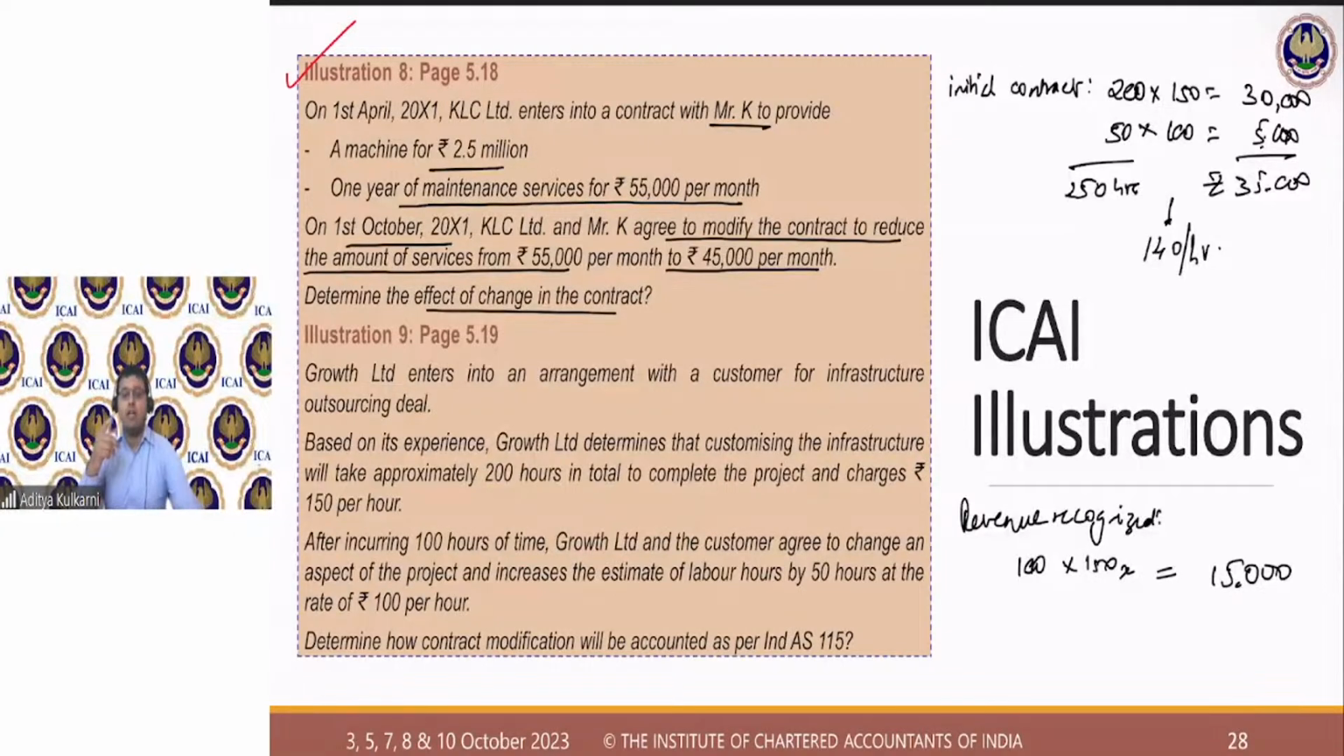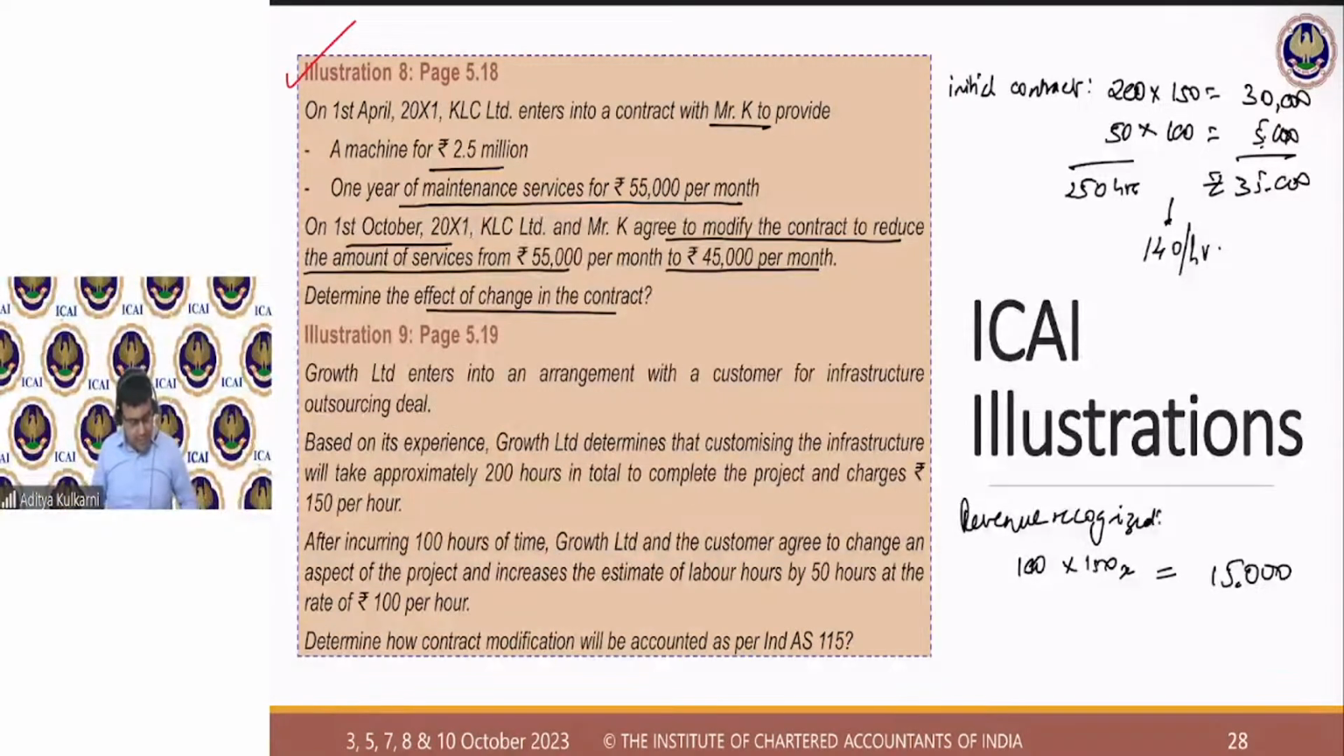But by virtue of the modification, will I now be able to record it prospectively? Answer is no. You cannot. You have to take it as a catch-up adjustment. Why? Because what you are providing is not distinct from what has already been provided. And because it is not distinct, we are going to recognize it as a cumulative catch-up adjustment.